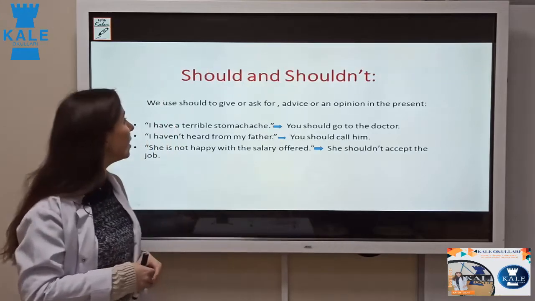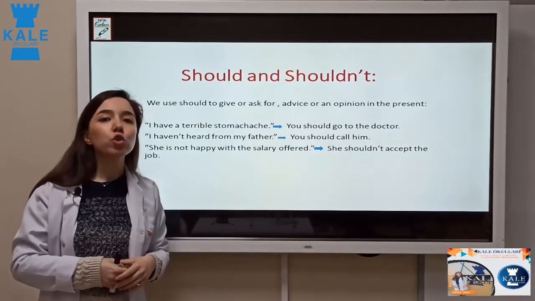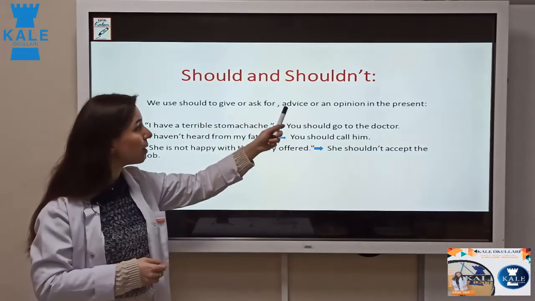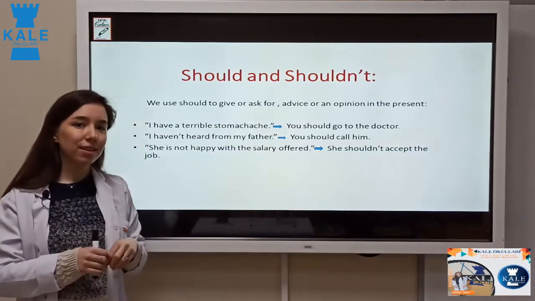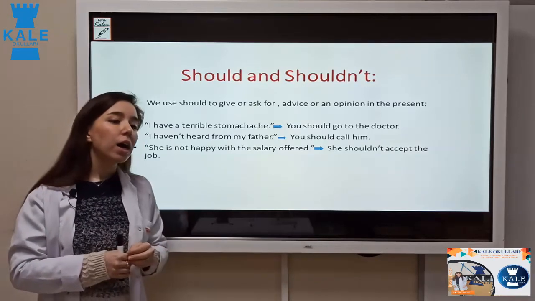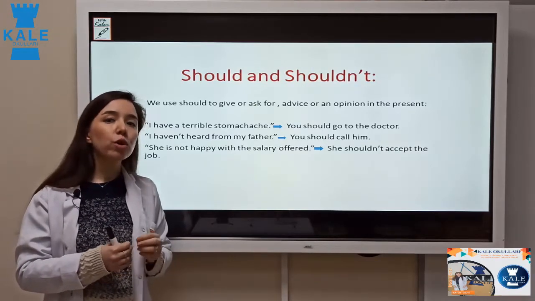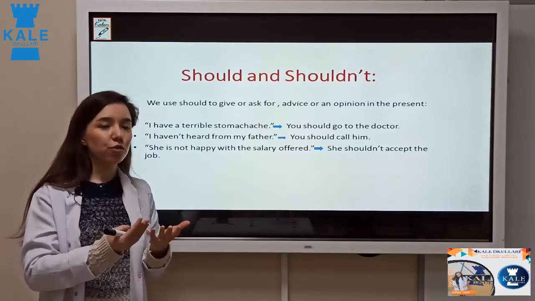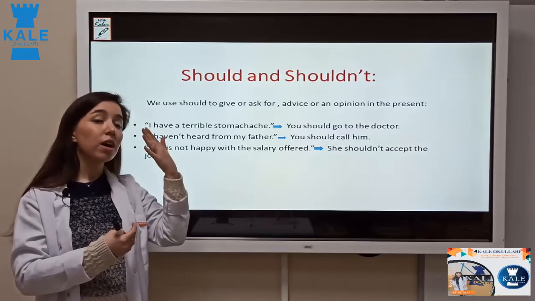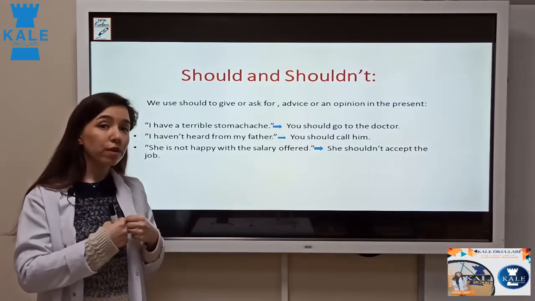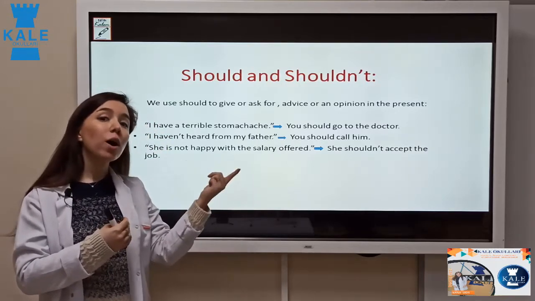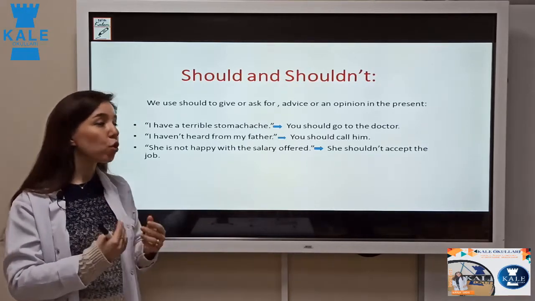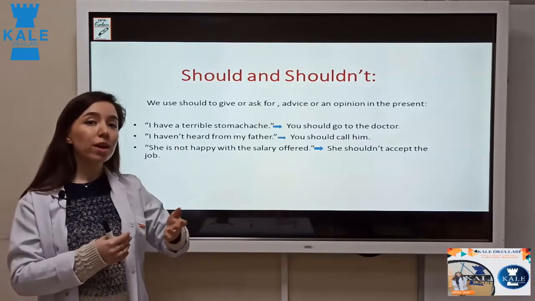So, let's come here. First, we are going to talk about should and shouldn't. We use should to give or ask for advice or opinion in the present time. For example, you say that I'm so ill today, I don't feel well. So, what is my opinion? What is my suggestion for you? I see that you have a fever, you feel cold from inside. I say that you should go and visit a doctor, because you are not fine now. You have some problems. So, because of that, I say that you should go to a doctor.